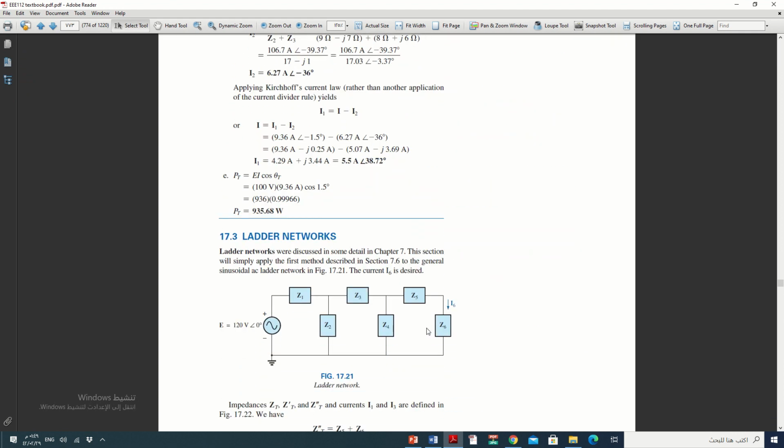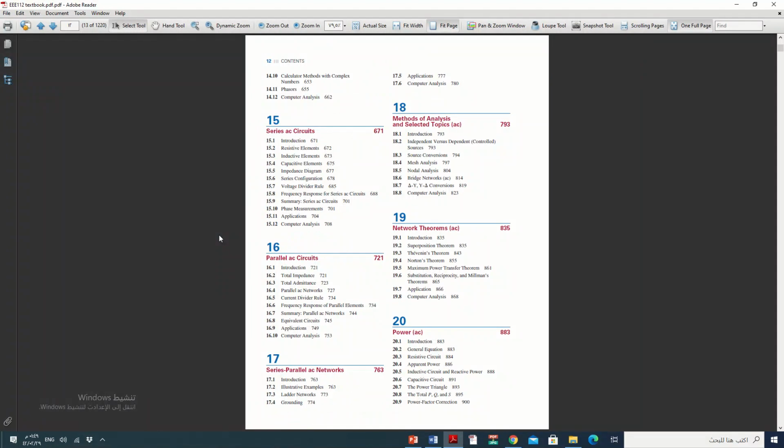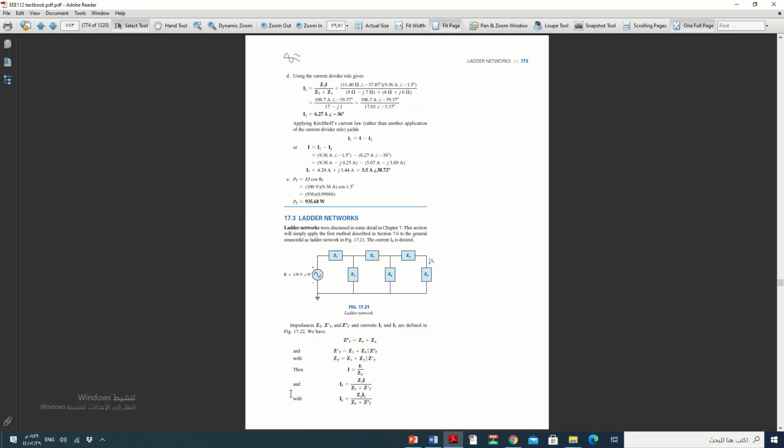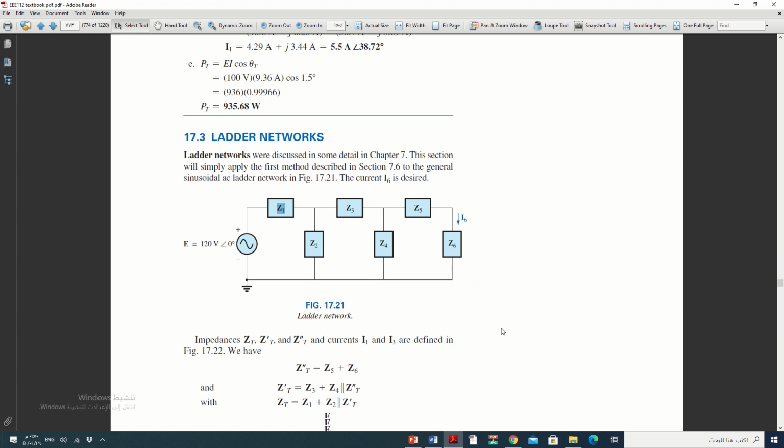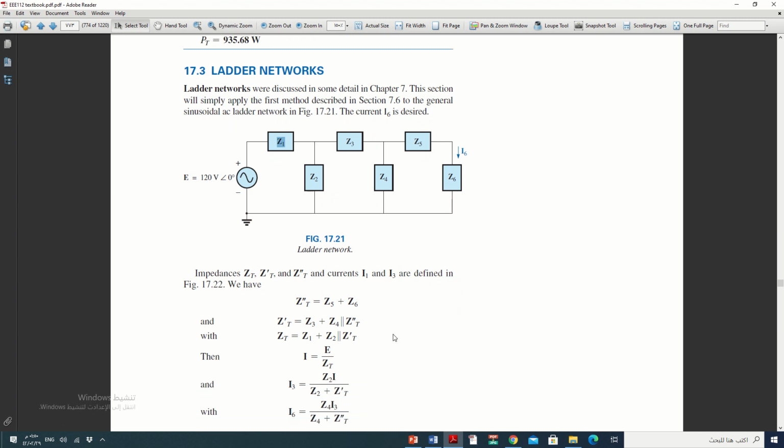Now we'll go to 17.3, which is called ladder networks. Ladder networks mean Z5 with Z6 in series, both of them parallel with Z4, all of them in series with Z3, and we make this combination parallel with Z2, and then series with Z1. This means series, parallel, series, parallel, series, parallel. And this is the formula.